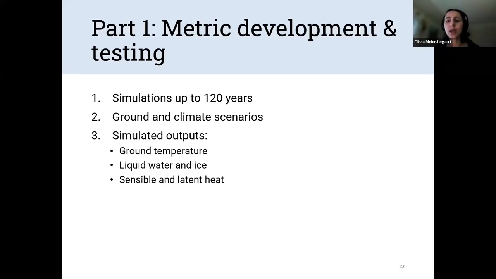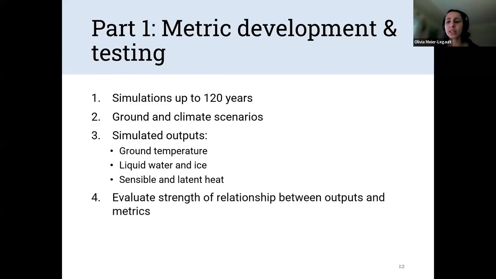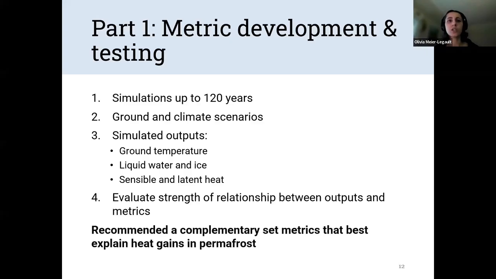He then derived a number of metrics that come either directly out of or are derived from the data, and was able to evaluate the strength of the relationship between the model outputs as well as the metrics. So comparing how well these metrics reveal sensible and latent heat in the ground. Overall, he was able to recommend a complementary set of metrics that best explain heat gains in permafrost and best tell us about permafrost thaw.